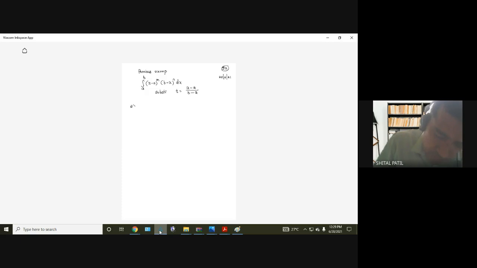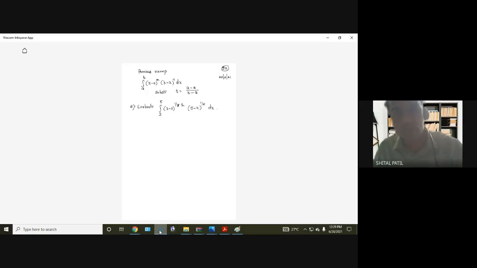So write example number 2 in type number 4. Evaluate the integration from 3 to 5, (x minus 3) raised to 1 upon 2, (5 minus x) raised to 1 upon 2 dx. This is to be solved.